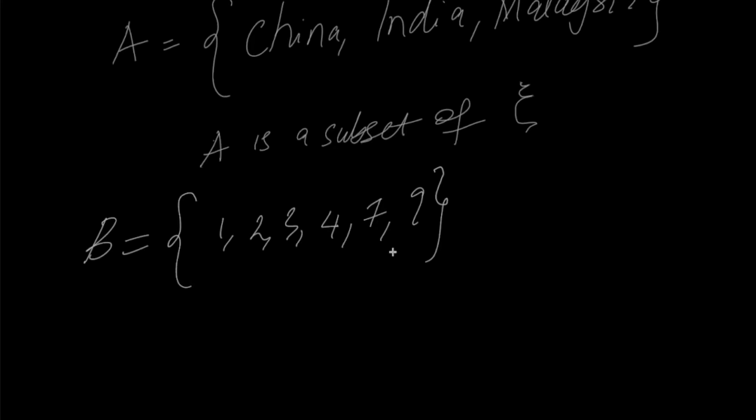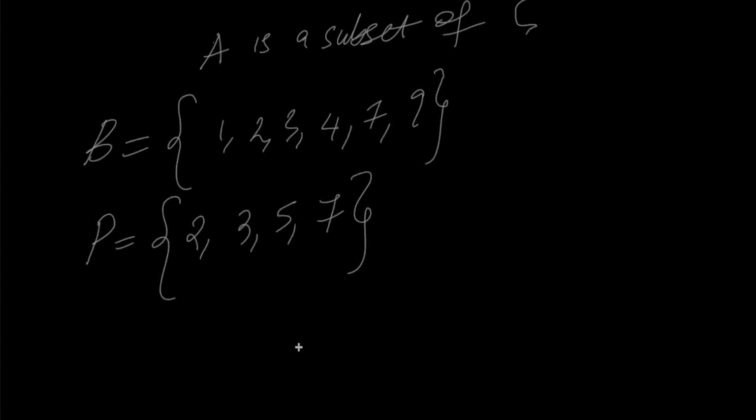This could represent what? My universal set. I say B is a universal set. But now I want to take prime numbers from this B. Let me call the prime numbers P. And the prime numbers, you agree with me, they are 2, 3, 5, 7. And you agree with me that 2 is here, 3 is here, but 5 is not here, 7 is here.